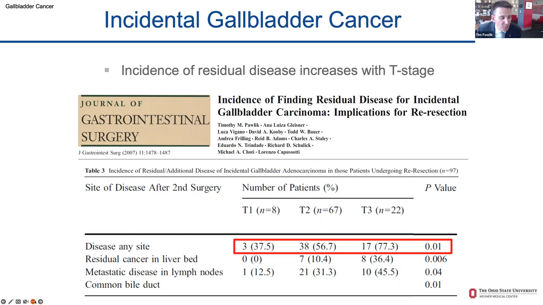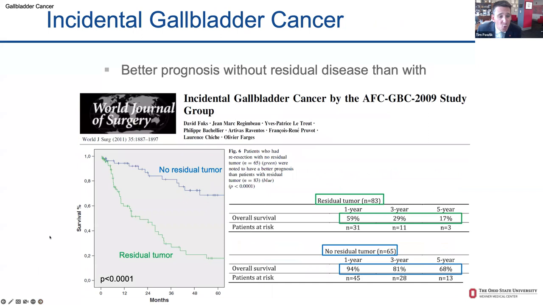So this second operation does remove residual disease. What's interesting is that when you do find residual disease at the second operation, it is a very strong and potent predictor of long-term survival, with patients found to have residual disease having a 5-year survival of only about 20%. So going back and doing the second operation may have a therapeutic effect, but it definitely has a staging effect and allows you to better provide prognostic information for the patient, and will also dictate whether the patient gets adjuvant therapy or not.